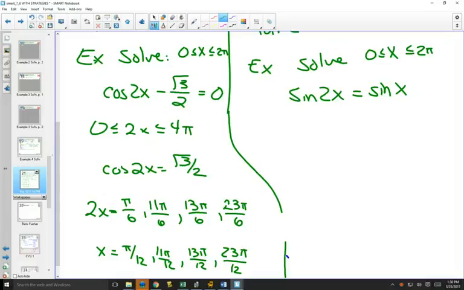So if the only function you have is a double angle one, then you do not need to use your double angle identity. You can solve it as a multi-revolution question.